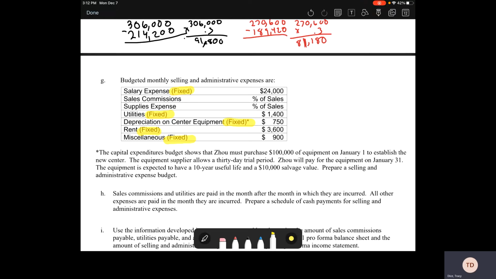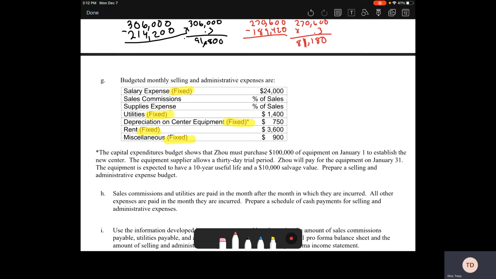If we look, we've got salary expense. So we've got someone on salary or people on salaries. We've got utility expenses that stay the same, depreciation, rent, and miscellaneous expenses that just won't change from month to month. To find this depreciation, it's $750 a month.